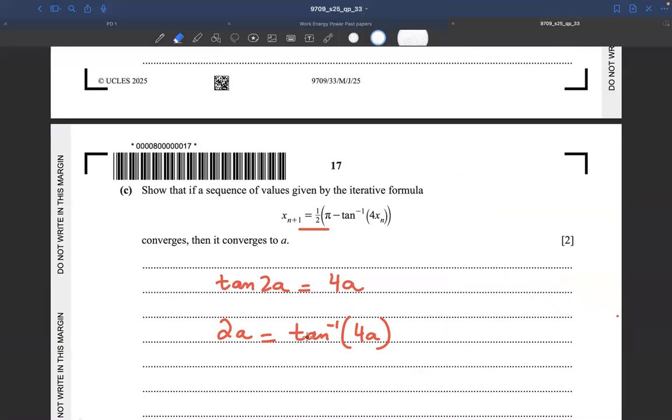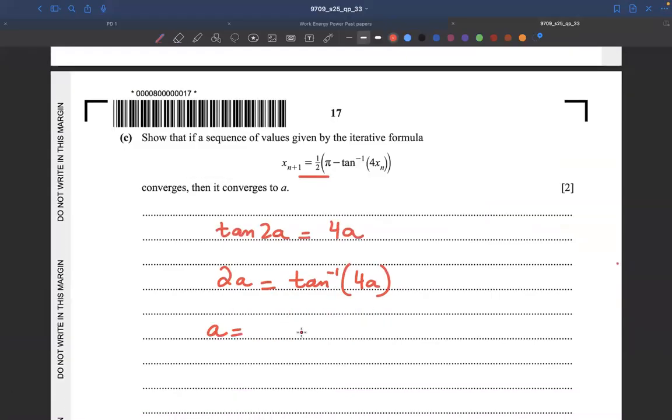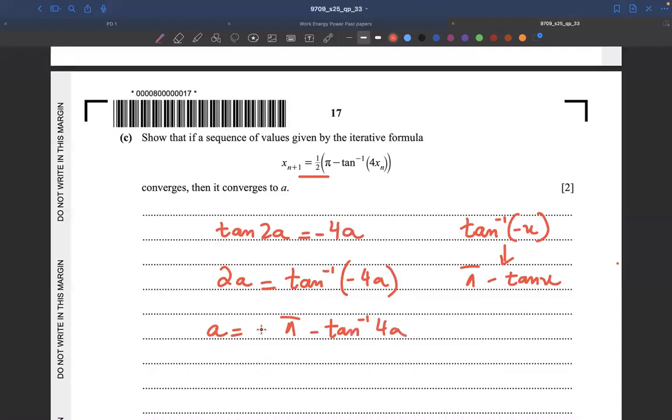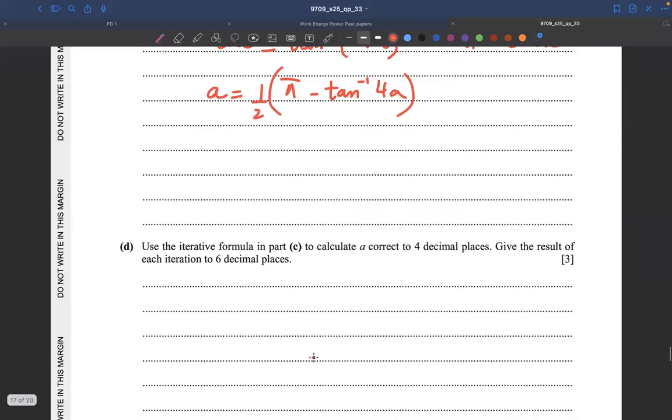We already have 2A is equal to tan inverse of 4A. So A would be equal to tan inverse of 4A, dividing by 2 over here. And again, I missed out on the negative sign over here. So this was a minus 4A. Now it becomes clear. If we have tan inverse of minus x, this is the same as writing pi minus tan inverse of x. So once we get tan inverse of minus 4a, we can write it as pi minus tan inverse of 4a, where x is basically the same thing. And then this 2 divides over here, so we can write 2 over here, and we'll get the expression like this.